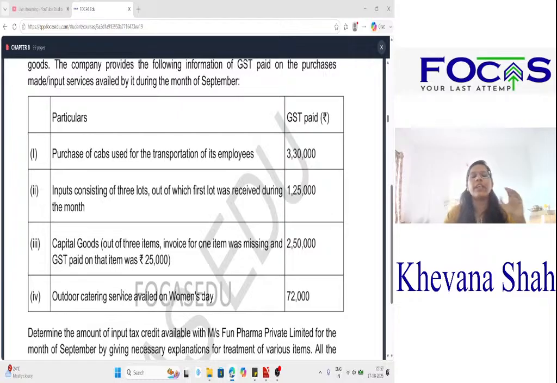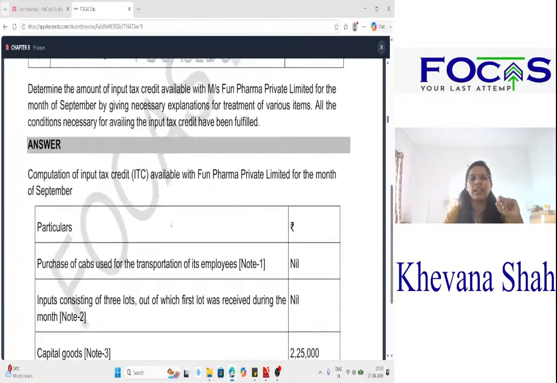And outdoor catering services. Now on outdoor catering services, ITC is specifically blocked. So this 72,000 is again not eligible for claiming the ITC.